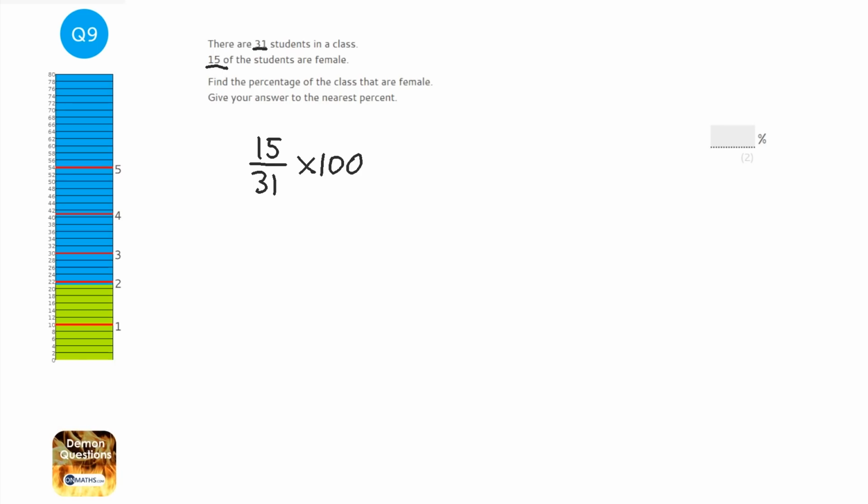Now I can write that as a fraction, or I could do 15 divided by 31. It gives you the same answer. So 15 over 31 times by 100. And it gives me a fraction, so I'm going to press S to D. And it's 48.3870, blah, blah, blah. And it says give it to the nearest percent. So that's a 3, so it's not going to move that 8 up to a 9. So it's just 48%.